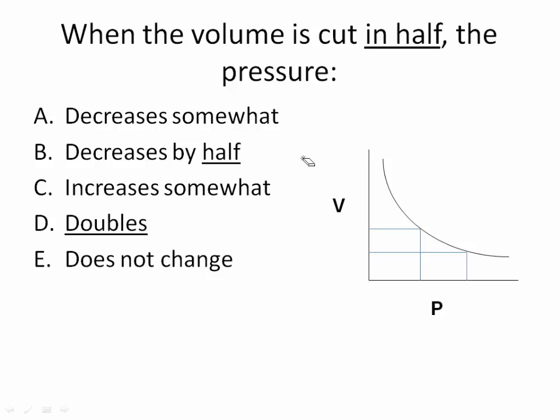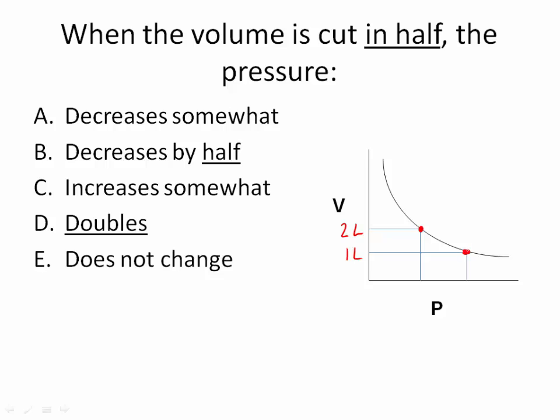And we can actually find this on the graph. So here's our first point in time. We could say that that volume is maybe 2 liters. We'll keep it simple. So the question is asking, what happens when the volume gets cut from 2 liters to 1 liter?